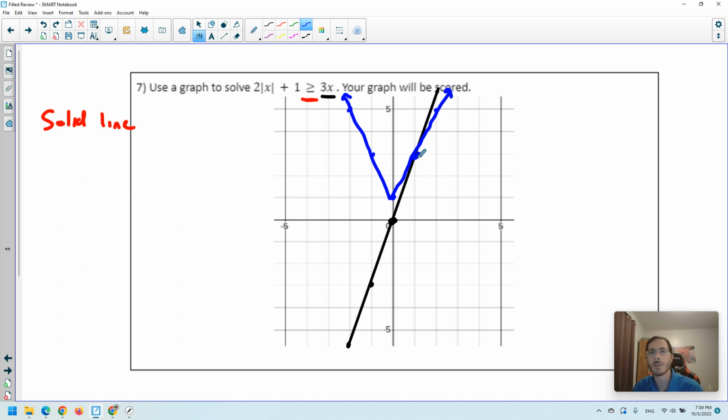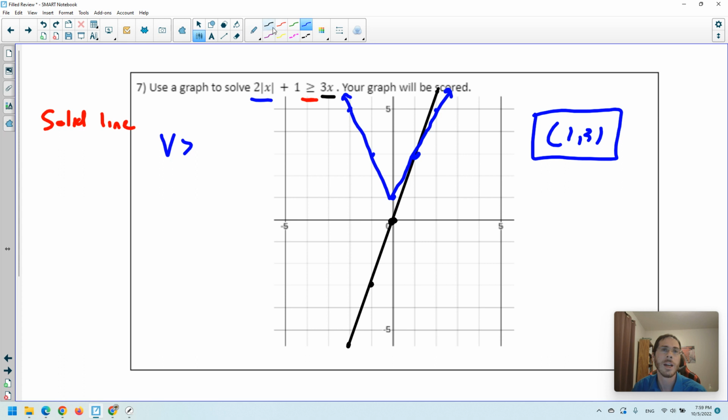All right, so it looks like this only has one intersection. That's at 1, 3. And that's okay. Again, the v's and the lines, just like with the v's and the u's for the parabolas, can have 0 answers, 1 answer, or 2 answers. All right, so that's where we hit, but we got a greater than sign. So it's not just this point. This point does work, but there's a lot of other points too. So we have to pick every point where our absolute value v is greater than the line.